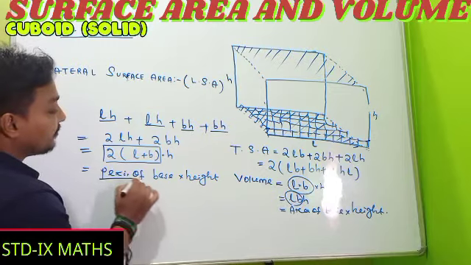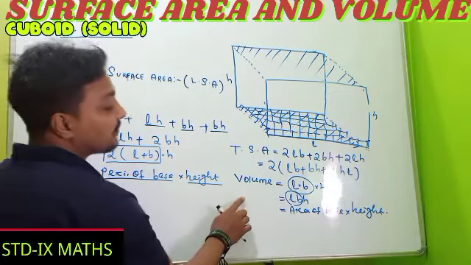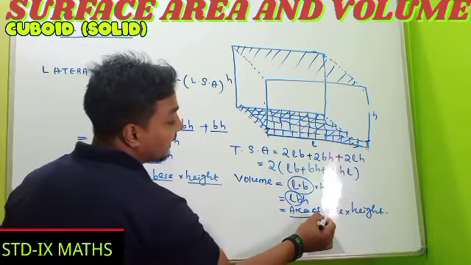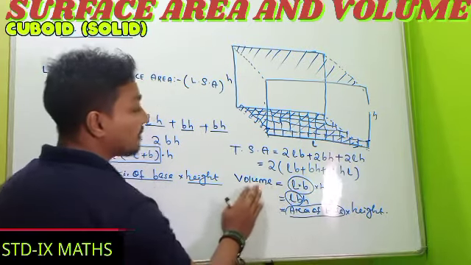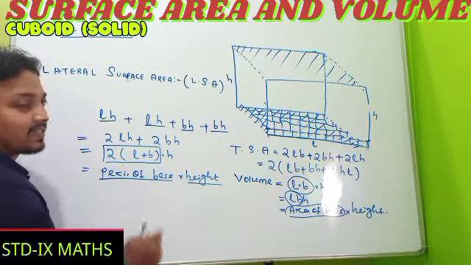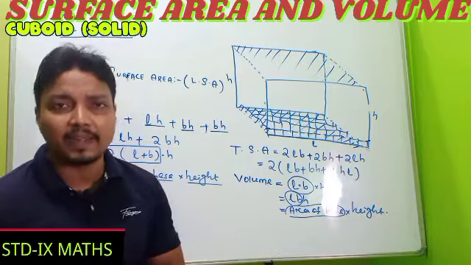Remember one thing, lateral surface area is related to the perimeter. It is related to the perimeter into height, lateral surface area. But the total surface area and volume have a relationship with the area of the base into height. Area of the base into height is our volume, and the perimeter of the base into height is our lateral surface area.